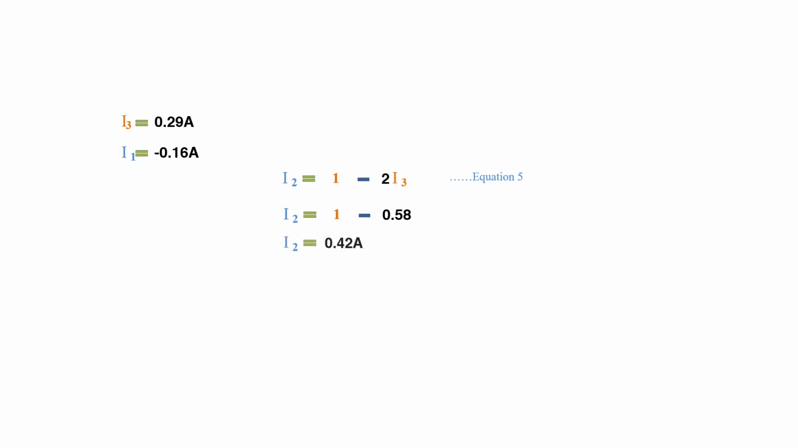So here we have the three currents in the circuit. We have I1, which we've gotten as minus 0.16 amps, I2, which is 0.42 amps, and I3, which we've gotten as 0.29 amps.